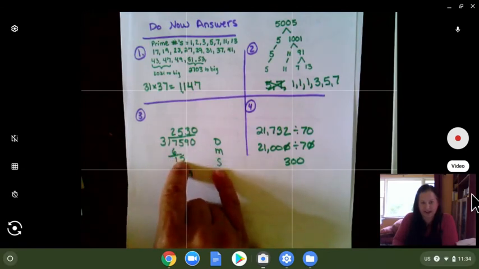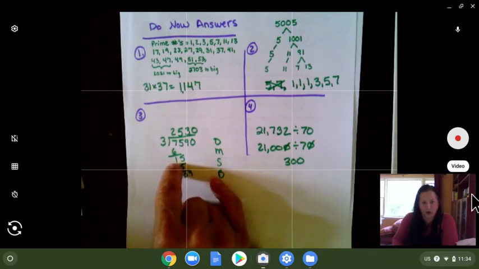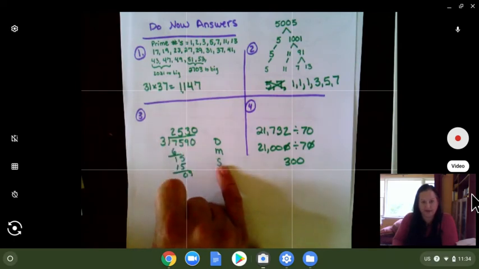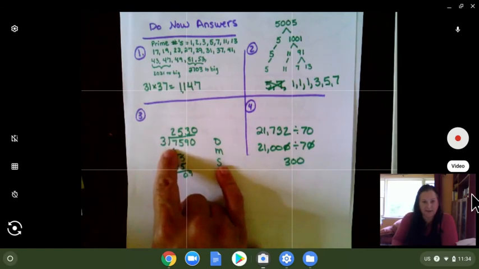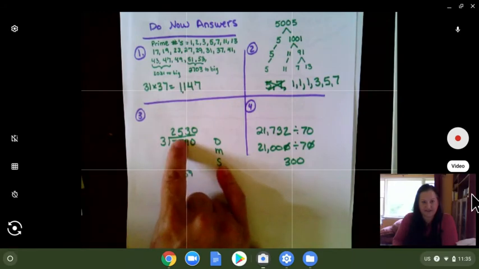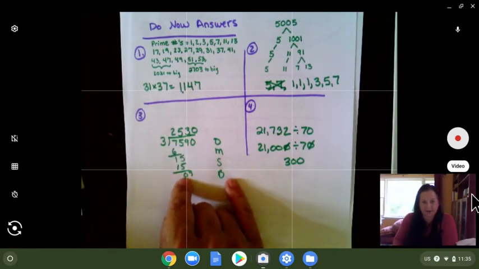Bring down the 5. Now, you sometimes do check back to make sure that, before you actually bring down the 5, you check to make sure the 1 is smaller than 3. If it's bigger than 3, you could have fit more groups in there. So next, I went ahead, did the subtraction, brought down the 5. 3 fits into 15 5 times, and it goes in there evenly. So when I subtract, I get 0.